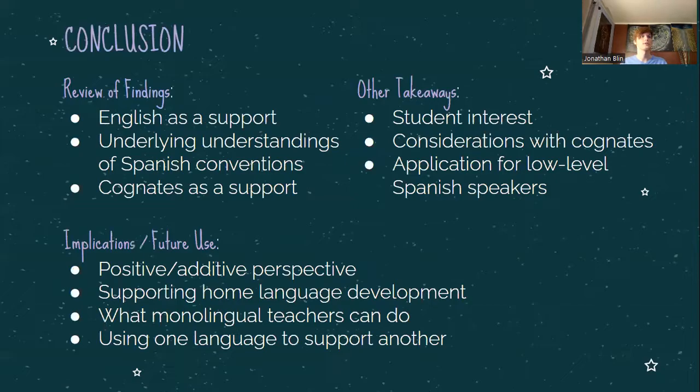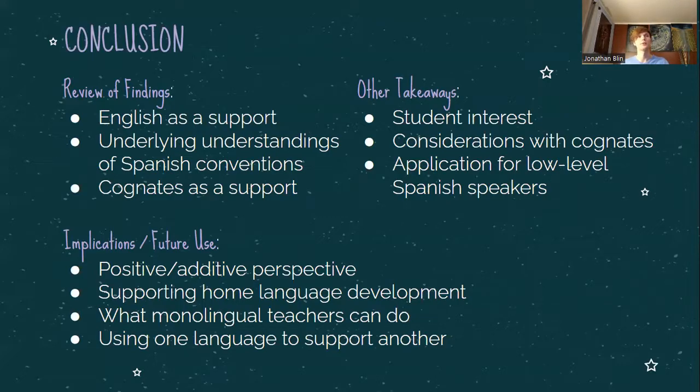Okay, then moving on to the conclusion. Just going to review the findings. English can be a support for another language, and that goes the other way around too. We'll be talking about that. And when students go to read in a language that they have practiced speaking in, but not reading or writing in, you can see that there are still underlying understandings of the conventions in those languages. And then cognates can be a support for students who know more than one language.